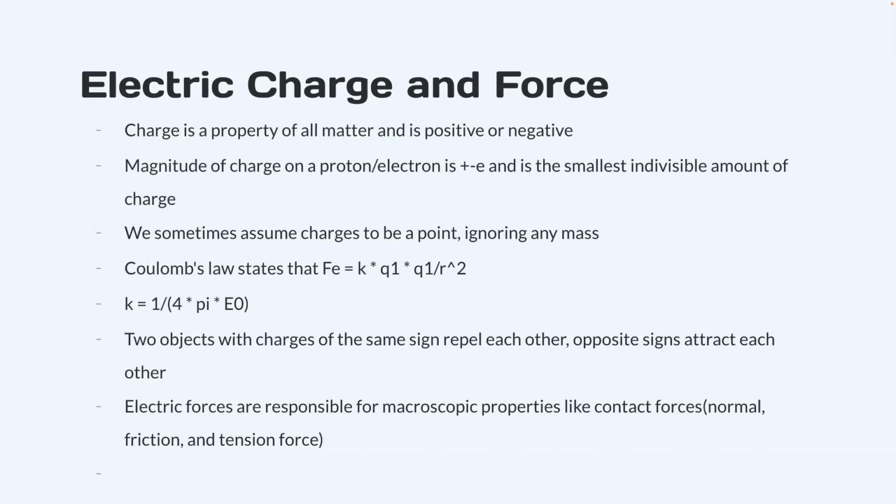In this course, we'll sometimes assume charges to be a point, so we'll ignore any mass that it has. Coulomb's law states that the electric force is equal to k times Q1 times Q2 over r squared. I put Q1 there, but in reality it's just Q2 because the force needs two charges. k is a constant and is equal to 1 over 4 pi times epsilon 0, which is also a constant.